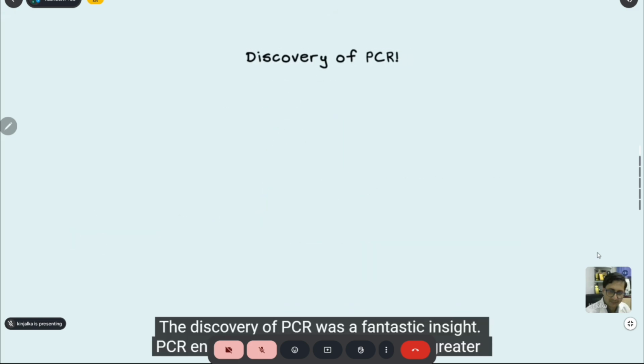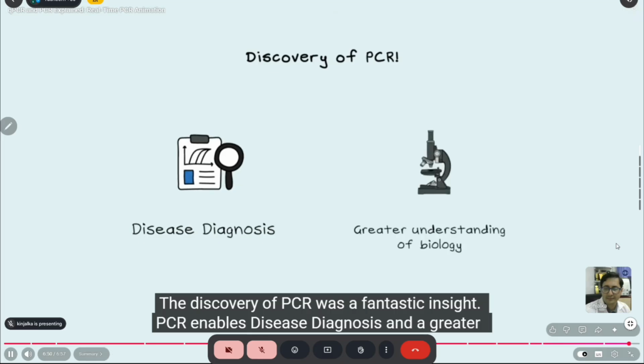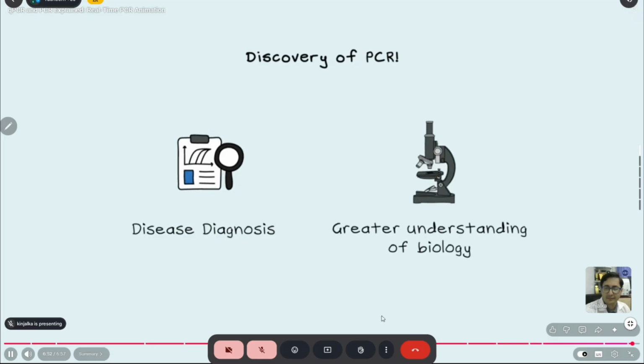The discovery of PCR was a fantastic insight. PCR enables disease diagnosis and a greater understanding of biology.